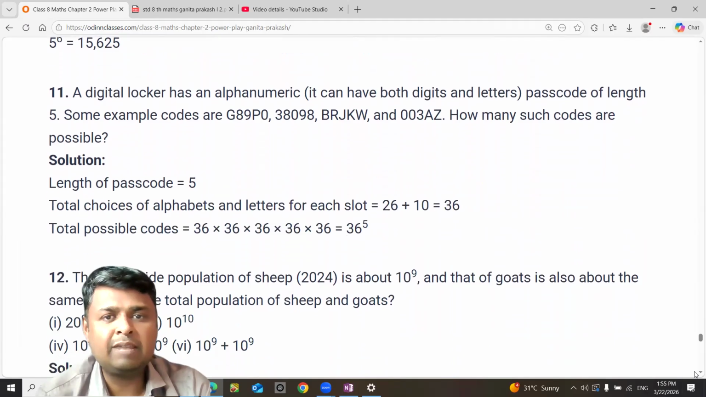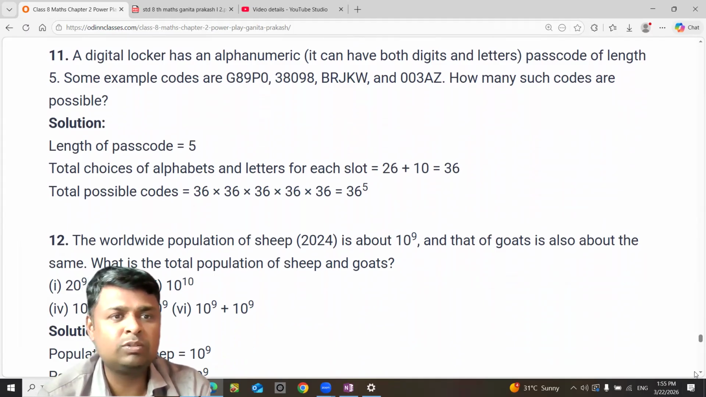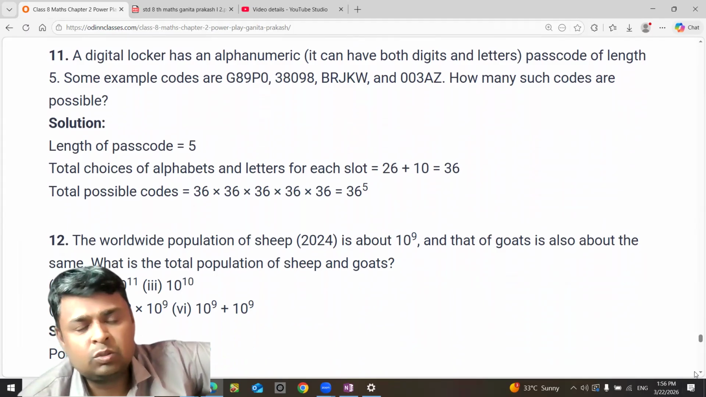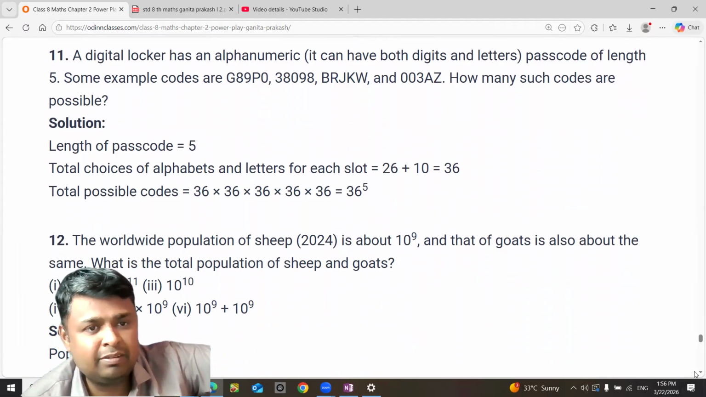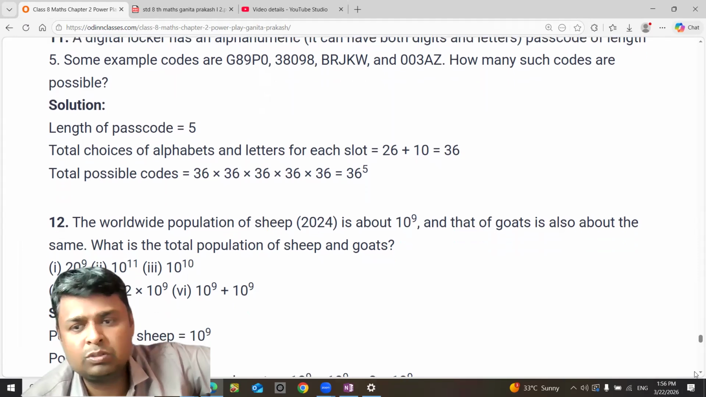A digital locker has an alphanumeric passcode, both digits and letters, of length 5. For example, the code is G89P0. Like that, how many such codes are possible? So the length of the passcode is 5. Total choices are 26 letters and 10 digits, 0 to 9. So 26 plus 10, that is 36. So 5 positions. Length of the passcode is 5. So 36 raised to 5 is the number of possible codes.